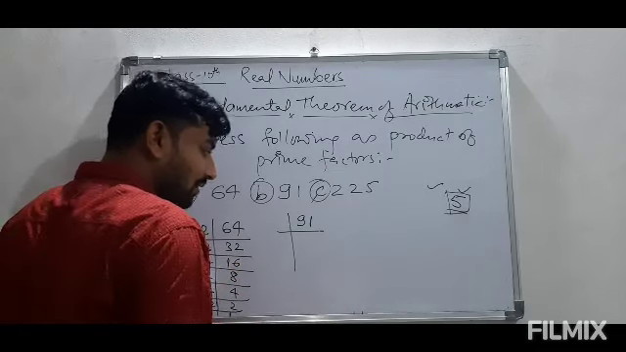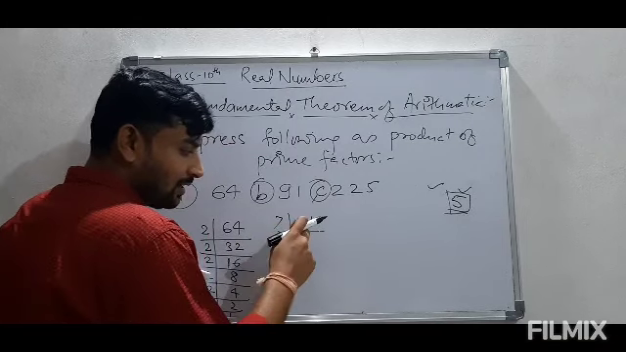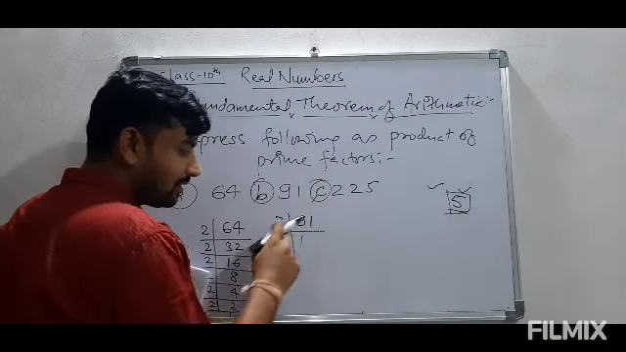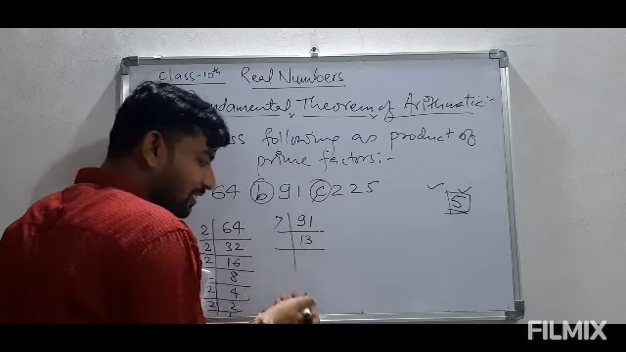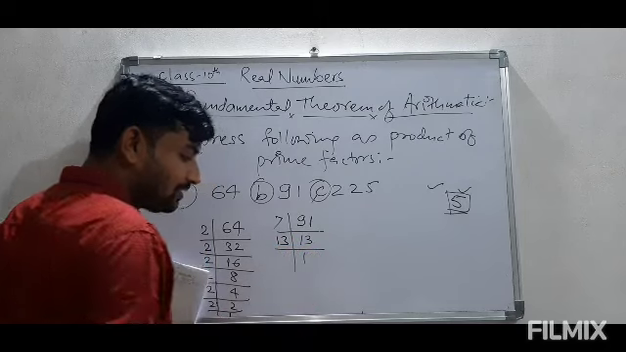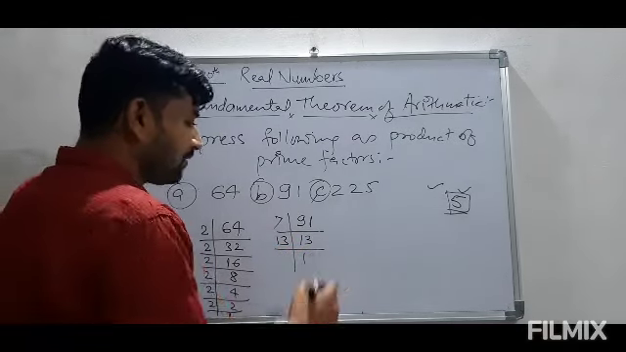Next prime number is 7. Now it is divisible by 7. 7 ones are 7, 9 minus 7, remainder is 2, so 21. So 21 divided by 7 we will get 3. Now 13 is again prime, so it will be divided by 13 itself. So we are getting 7 and 13 as the prime factors of 91.